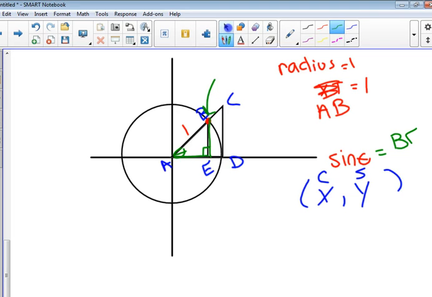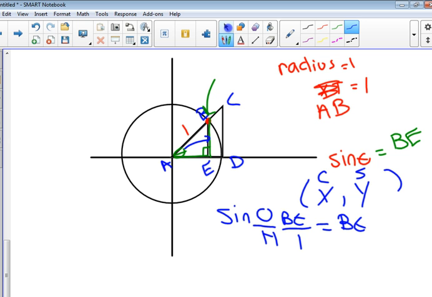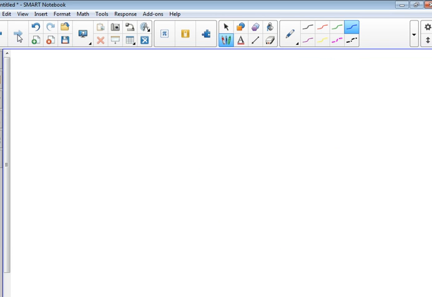And if you don't like thinking about it like this, you could also think, well, sine is the opposite over hypotenuse, right? Well, if you put the opposite, BE over 1, it's just BE. So that's what you guys should say. Does that help a little bit more? And you have one like that at the end of your packet.